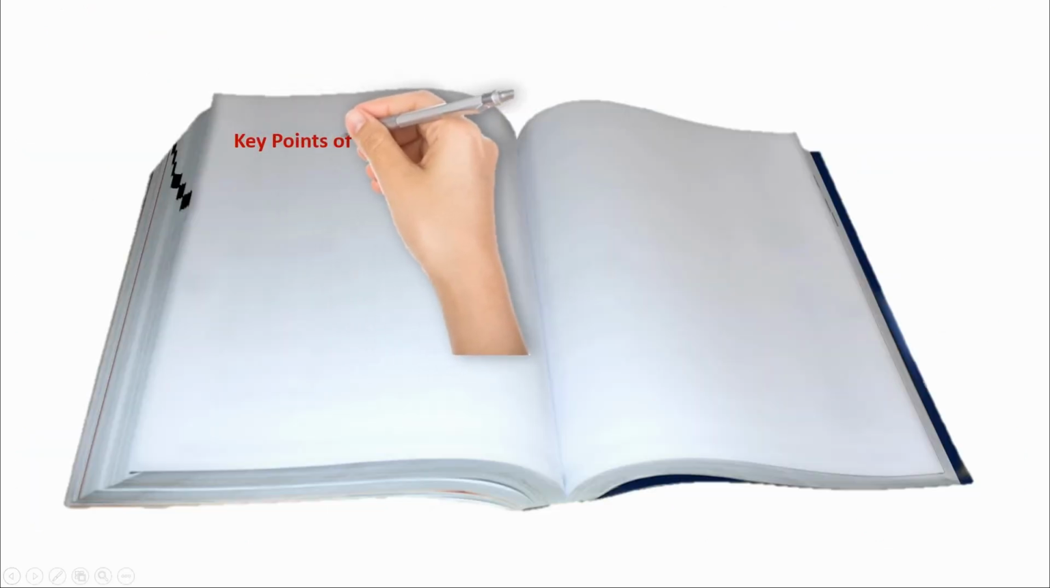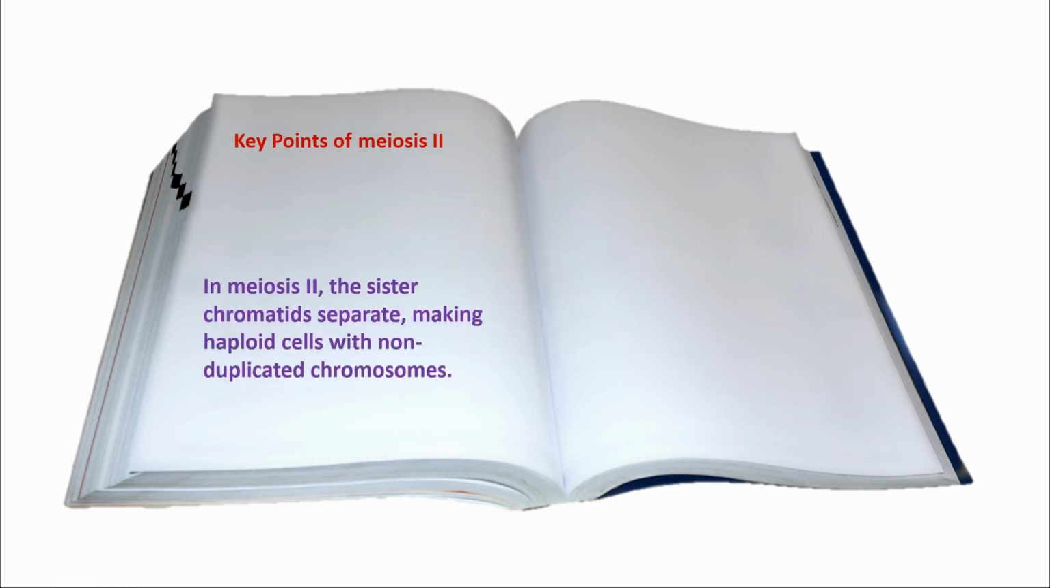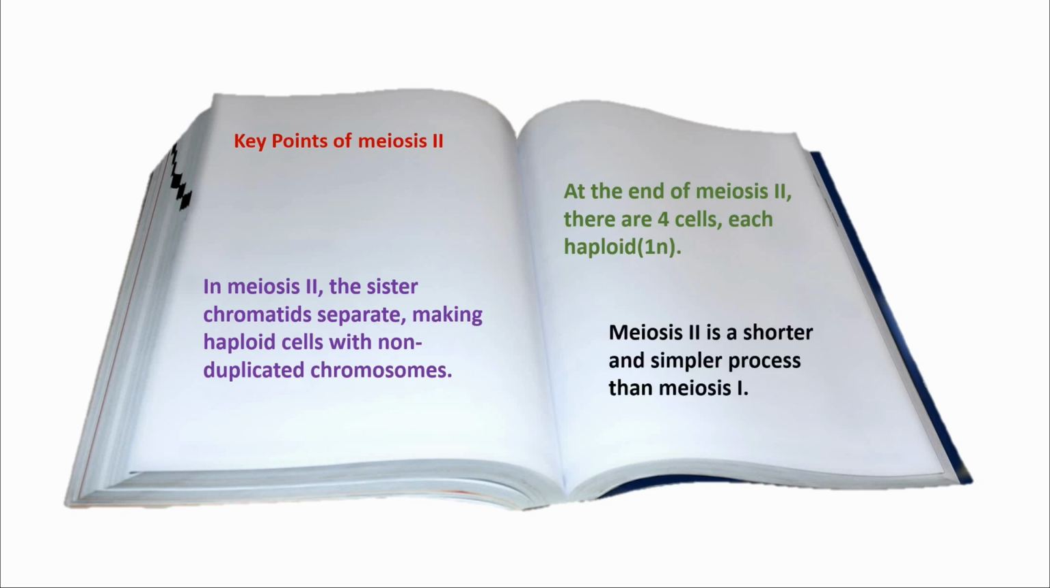Key points of meiosis II. In meiosis II, the sister chromatids separate, making haploid cells with non-duplicated chromosomes. At the end of meiosis II, there are 4 cells, each haploid. Meiosis II is a shorter and simpler process than meiosis I.